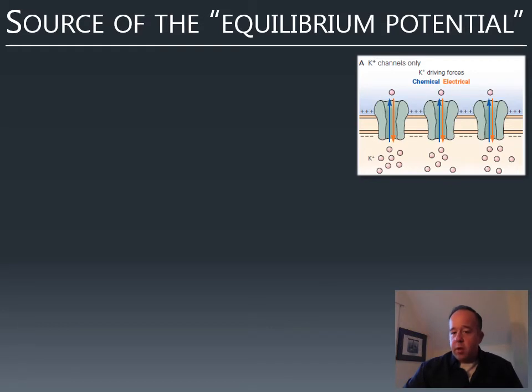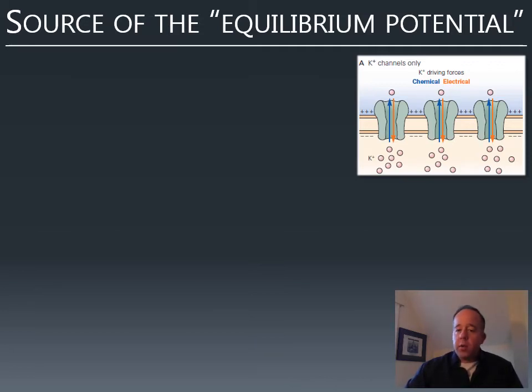Diffusion wants potassium to go out. Remember, diffusion says ions move from where they're concentrated to where they're not. Well, there's a lot of potassium inside, not much outside. So diffusion says, potassium, you need to go out. You need to leave the cell. However, the electrostatic force says the opposite. There's more positive charge outside. Potassium is positive. The electrostatic force is going to push those positive potassium ions back inside the cell.